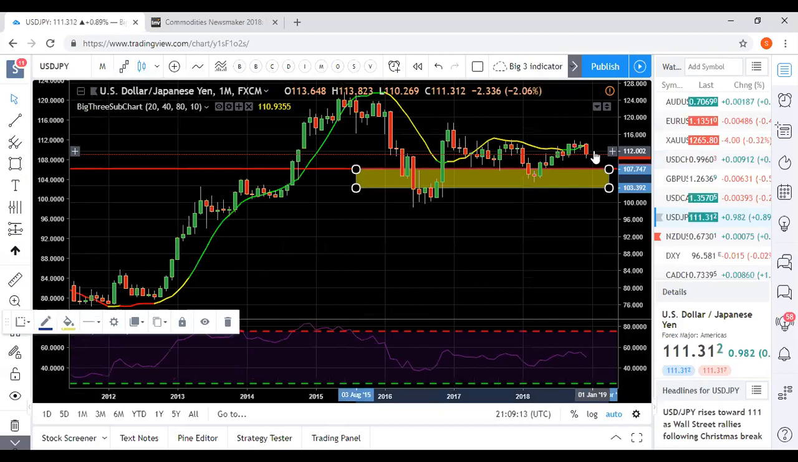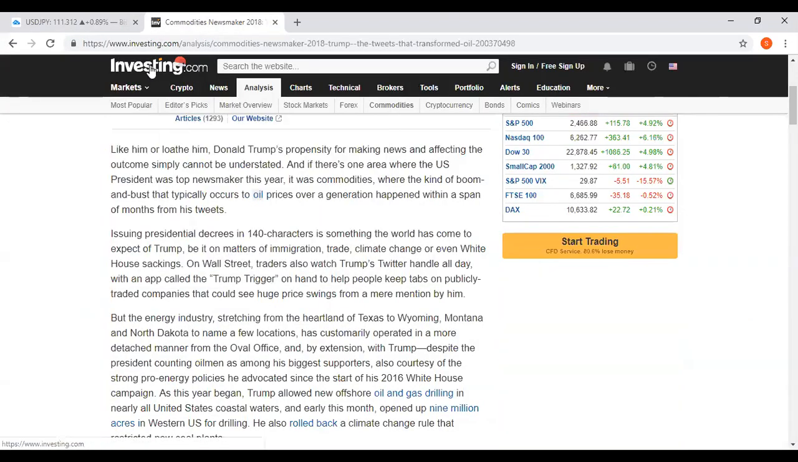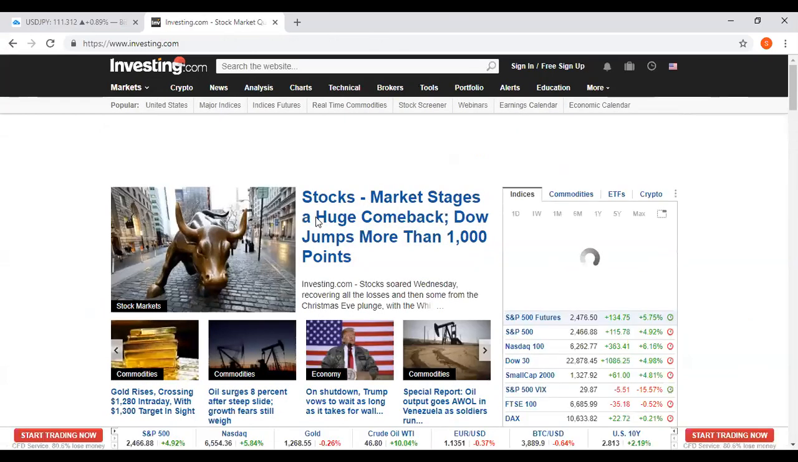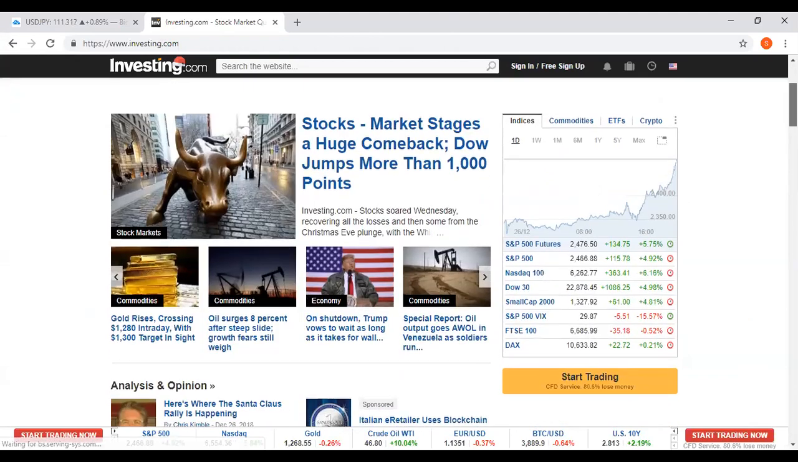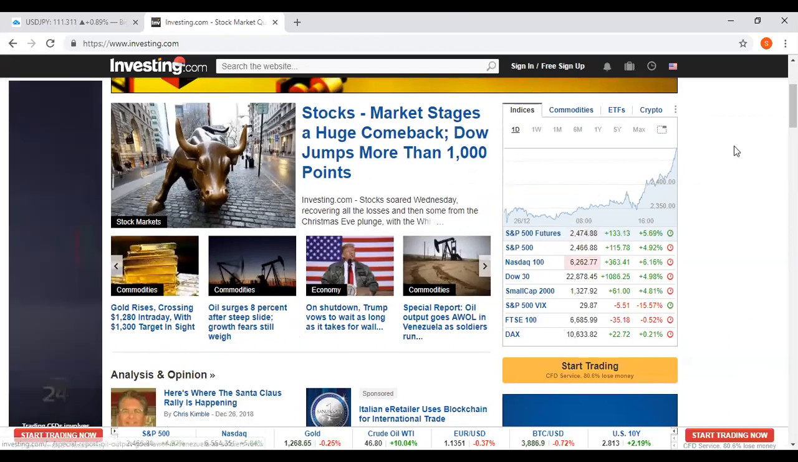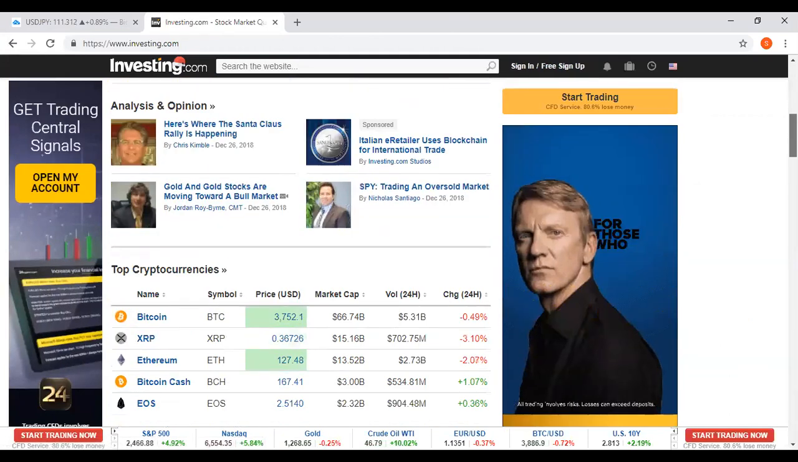Also, the fundamentals are the key. So guys, you should be reading investing.com. This is the website that you should be keeping an eye on. A lot of good analysis happens here, a lot of good technical analysis. So just be careful when you read this. As you can see, the Dow ran 1,000 points. Incredible, right? This can easily happen. Some of these guys are really good when they write their analysis, but not all of it is correct.